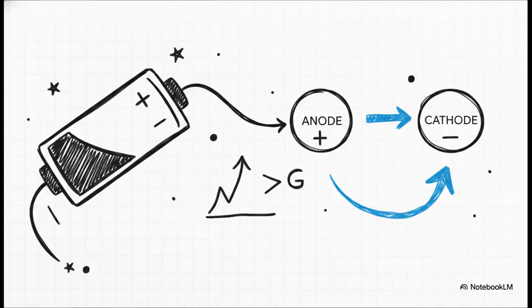You're going to want to lock this brilliantly simple mnemonic in your brain. PANIC. Positive anode, negative is cathode. Since this is non-spontaneous, delta G is greater than 0. We've got an external power supply actively forcing electrons onto the cathode.